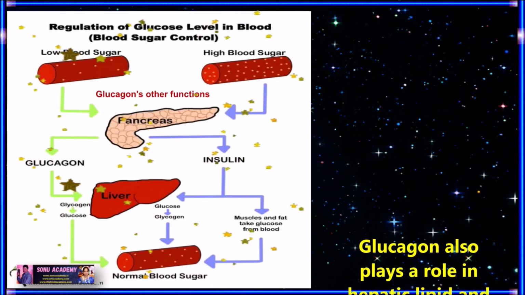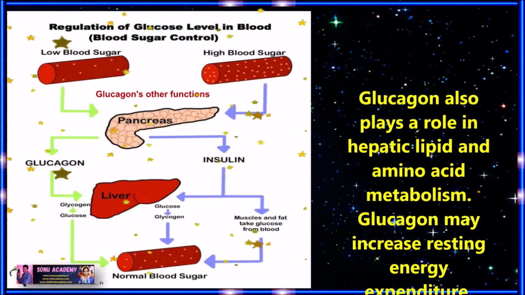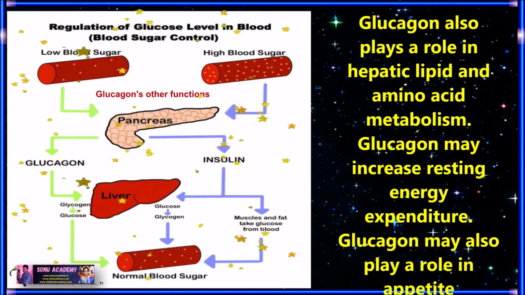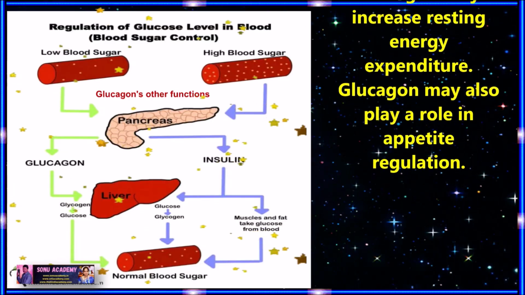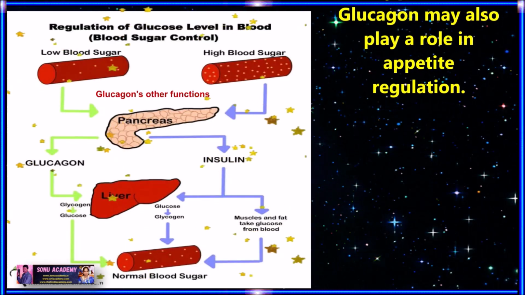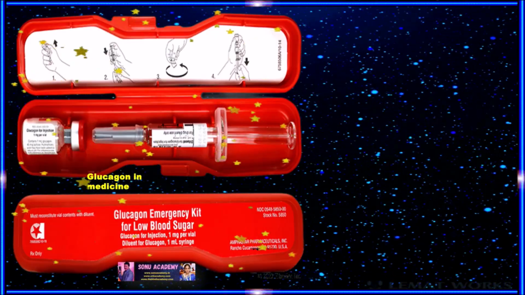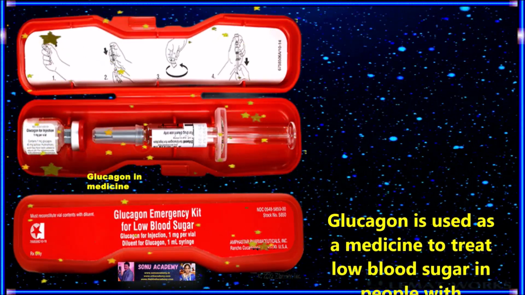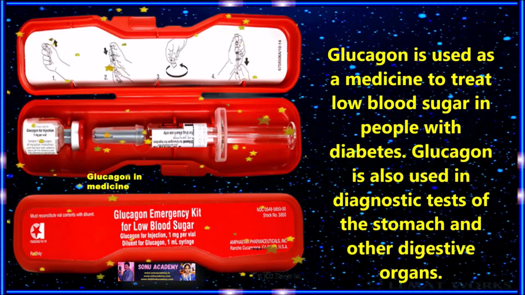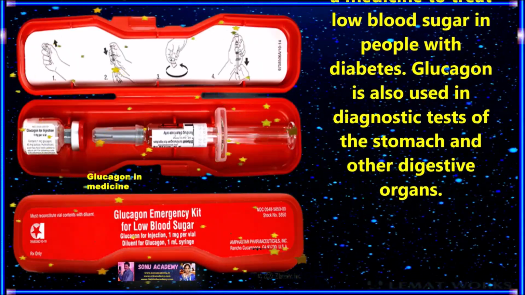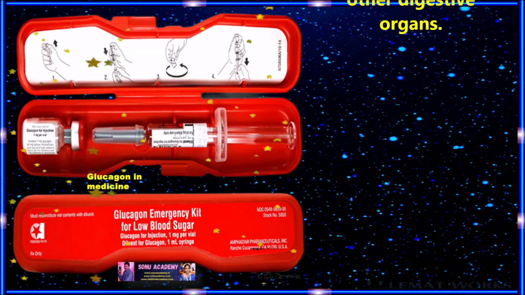Let us discuss the other functions of glucagon. Glucagon also plays a role in hepatic lipid and amino acid metabolism. Glucagon may increase resting energy expenditure. Glucagon may also play a role in appetite regulation. Let's see the medicinal use of glucagon. Glucagon is used as a medicine to treat low blood sugar in people with diabetes. Glucagon is also used in diagnostic tests of the stomach and other digestive organs.